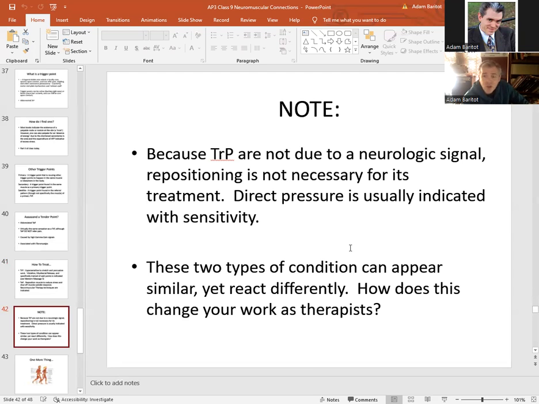How does this change your work as therapists? Well, ultimately, you want to ask someone if they have fibromyalgia, if they're presenting with trigger points. You want to see if touch is agreeable to the individual or not. Always keep an open dialogue with your client when you're doing orthopedic or sports massages to make sure you're treating them properly.